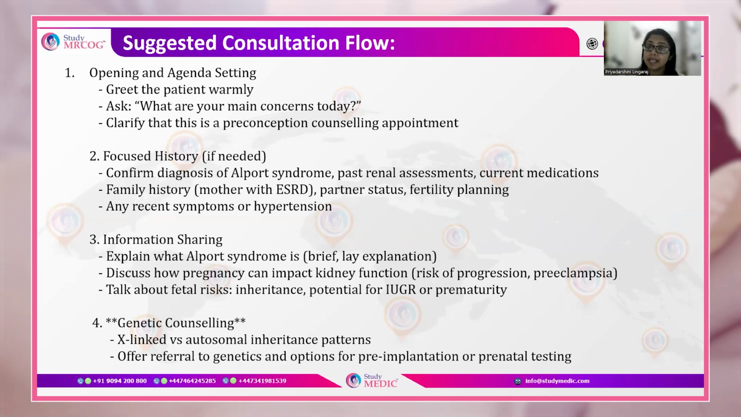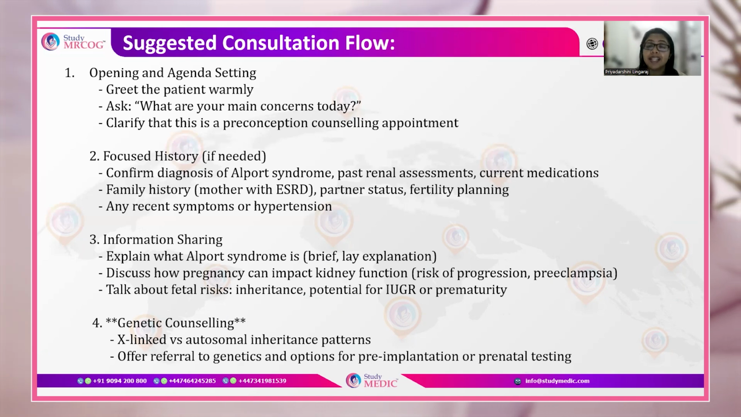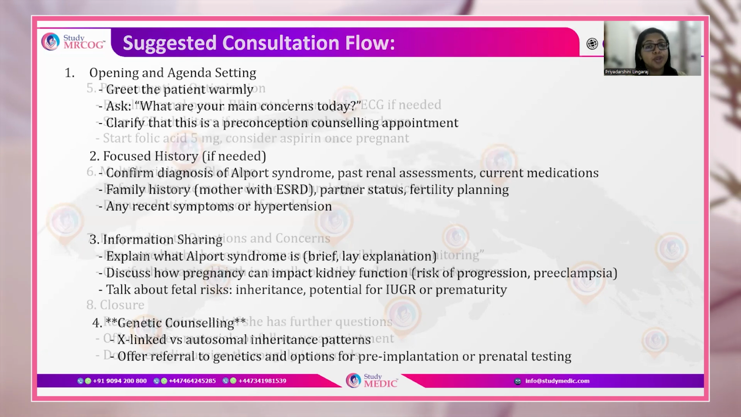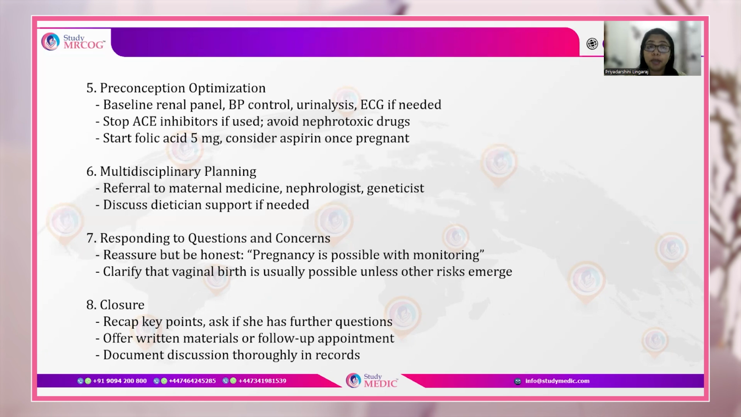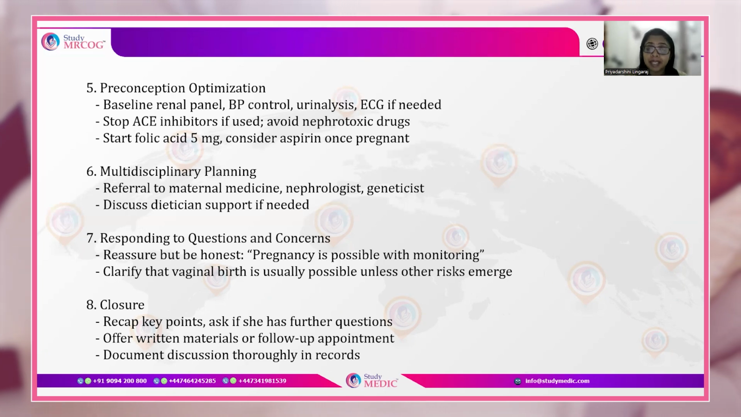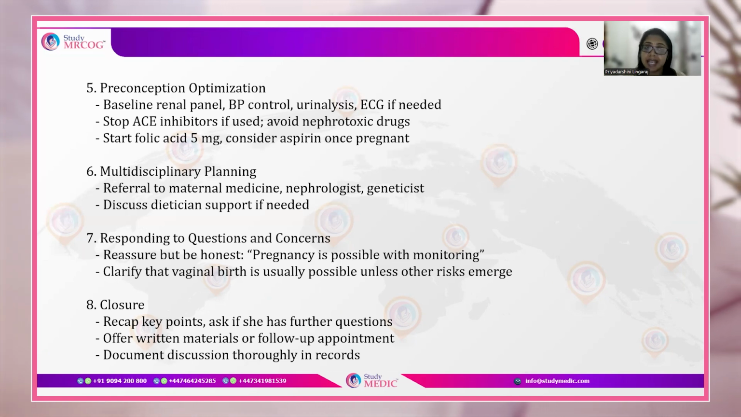Genetic counseling, once again, I'm putting in a word on genetic counseling here. It is very important with Alport syndrome. Go ahead and read about it. Because it's preconceptional care, you need to talk about preconceptional optimization to maintain her baseline renal parameters and the baseline medications that she is taking, and also the need to start folic acid and aspirin. Of course, your MDT is going to come there.